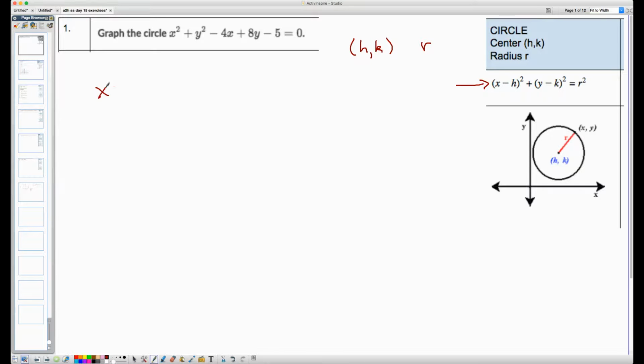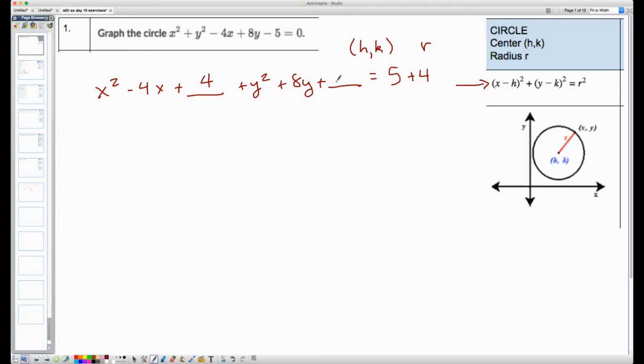So I'm going to rewrite this as x squared minus 4x plus something that's going to complete the square, plus y squared plus 8y plus something that will complete the square here. I'll take this constant and move it to the other side of the equation. What completes the square here would be 4. I take half of my negative 4 and square it. So I have to add 4 to both sides of the equation.